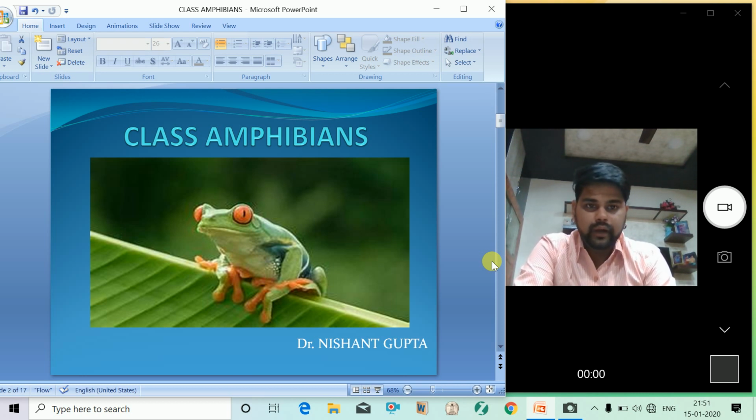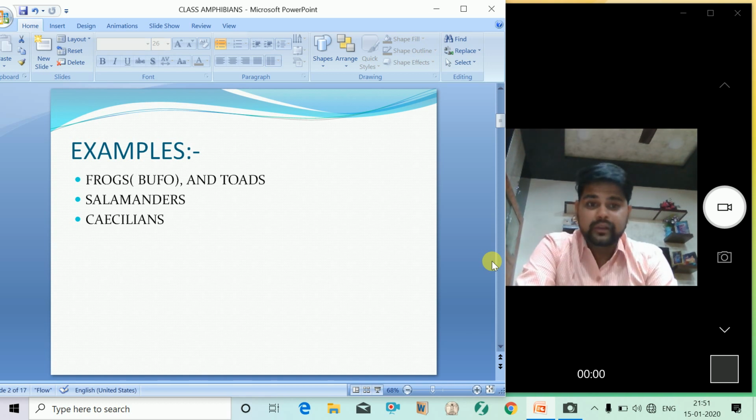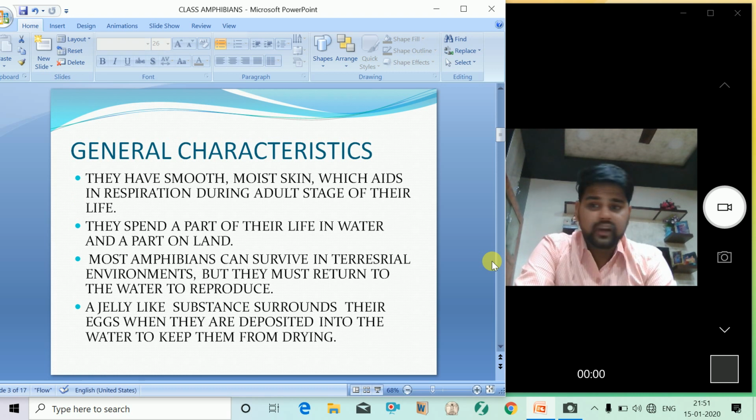We will start. The examples we all know: the frogs, the Bufo and Rana, the toads, the salamanders, the caecilians. So, the general characteristics of amphibians. They have smooth, moist skin which aids in respiration during the adult stage of their life. They spend a part of their life in water and a part on land. Most amphibians can survive in a terrestrial environment, but they must return to the water to reproduce. That's the major characteristic they have.